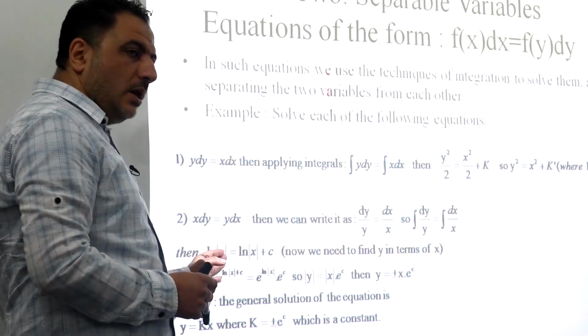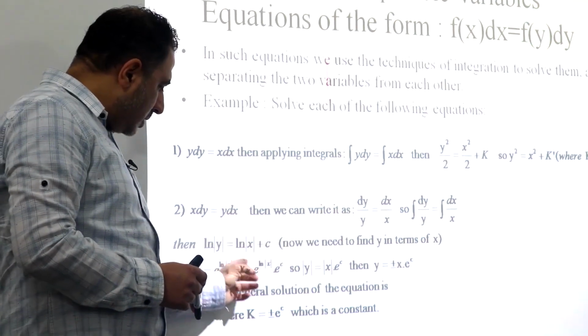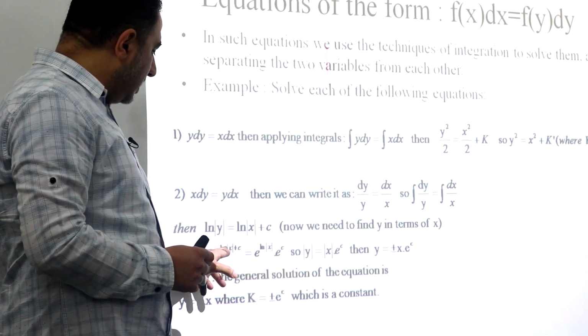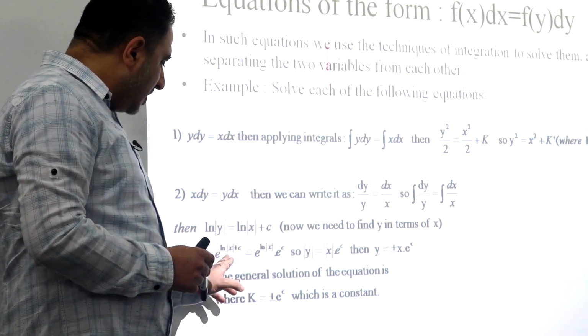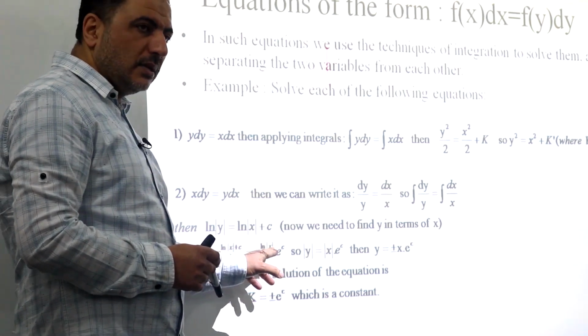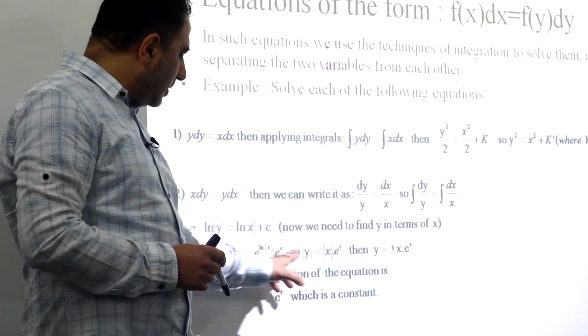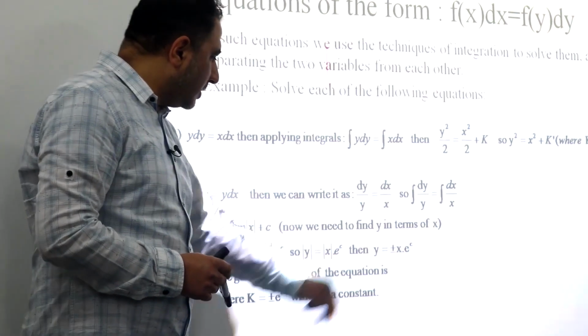If ln a equals b, then a equals e to the power b. As you observe, absolute y equals e to the power of ln absolute x plus a constant c. You know that e to the power a plus b can be written as e^a times e^b. And observe, we may write absolute y equals absolute x times e to the power c.